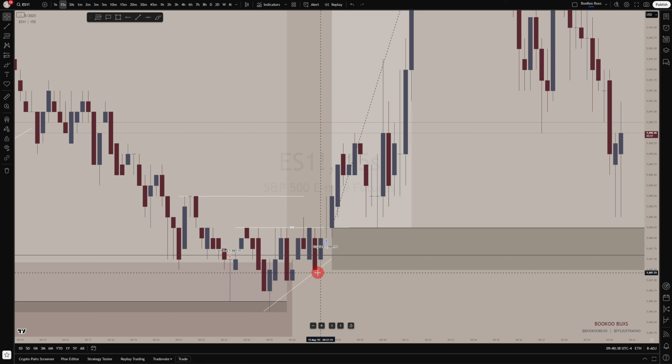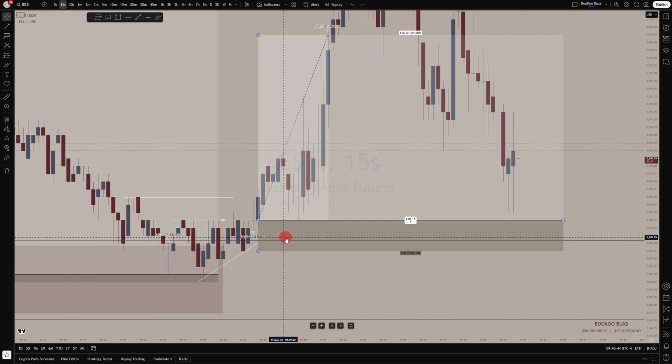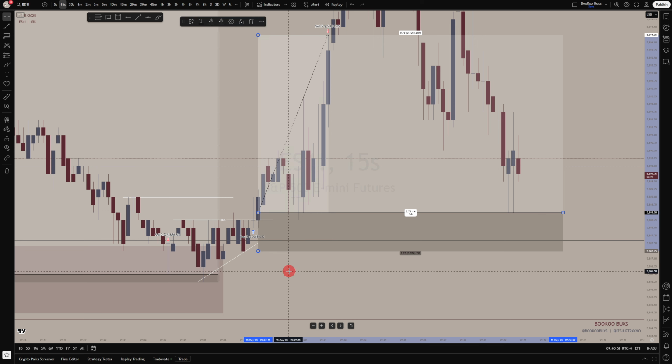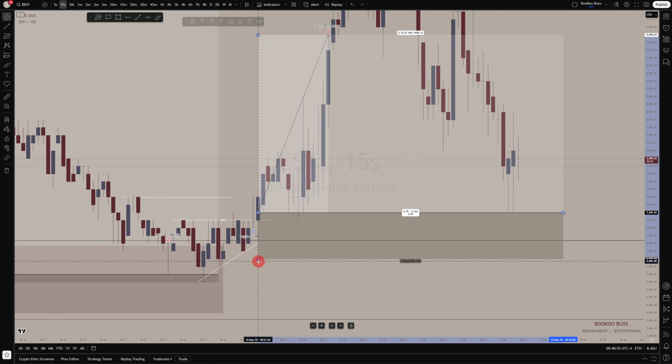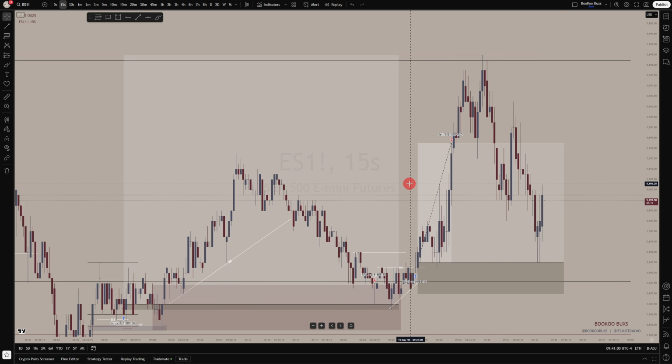15-minute break of structure, pull back, and then price pushes on higher. I took a long here and allowed price to play out. I feel like this wasn't my actual entry. It was there. That's why I looked a little off. But either way, I allowed price to push on higher.